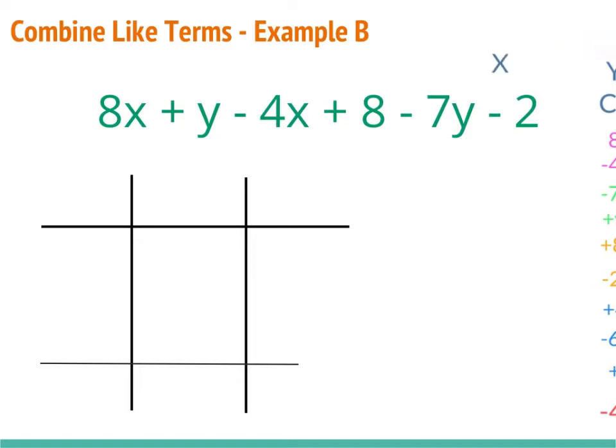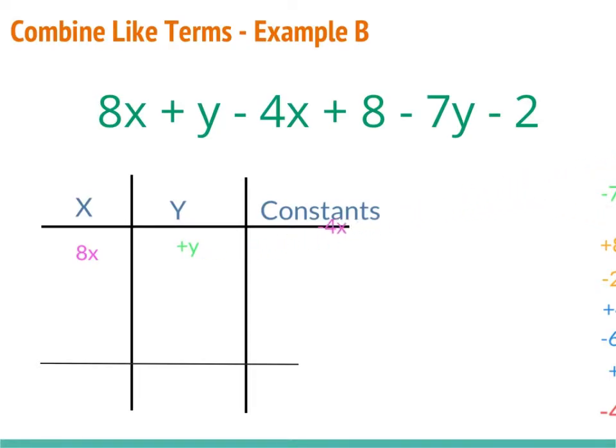So I'm going to have three sections. I'm going to have a section for x, I'm going to have a section for y, and I'm going to have a section for constants. So let's go through our expression now and figure out where everything belongs. So 8x is going to be in the 8x column. Plus y is going to be plus y in the y column.